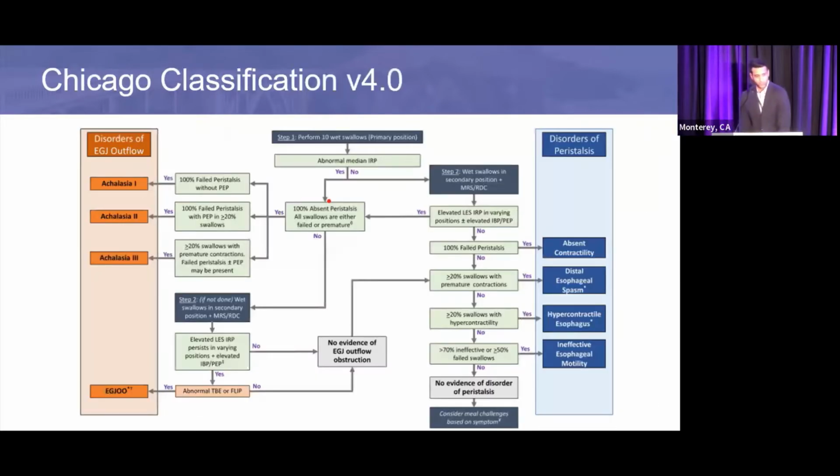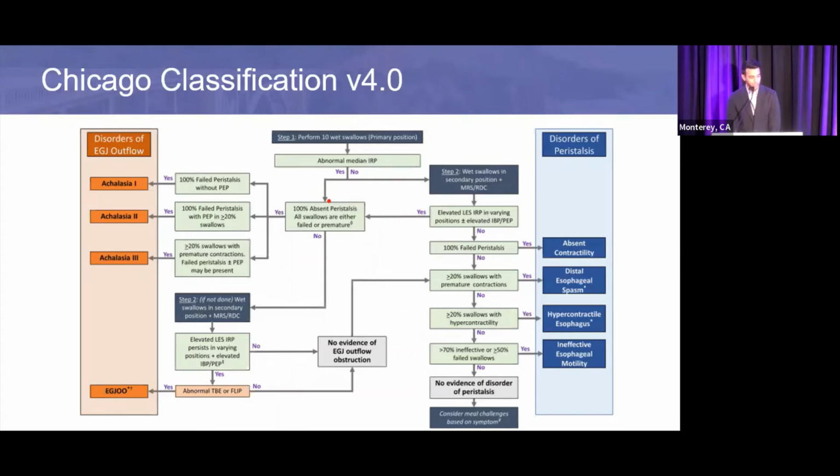So this is a nice little flow chart describing all the different diagnoses that can come from esophageal manometry. So the main first step is whether there's an abnormal median IRP, which is usually 15 in the supine position. So if they have an elevated median IRP greater than 15 and there's no peristalsis, then you're looking at achalasia. If there is an elevated IRP but normal peristalsis, then that's where you want to differentiate whether this is true EGJ outflow obstruction or not.